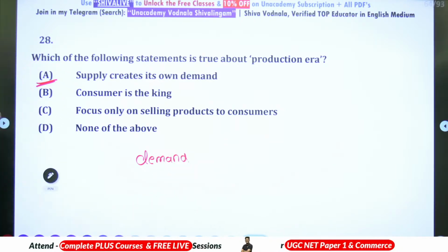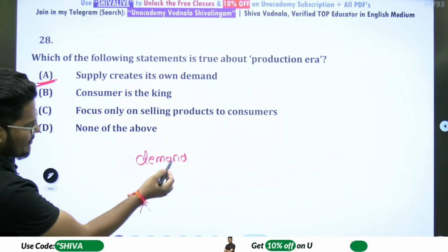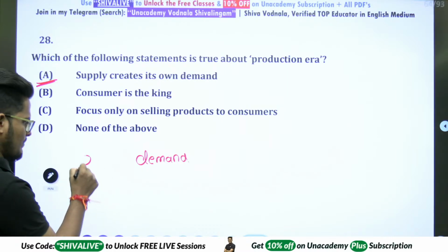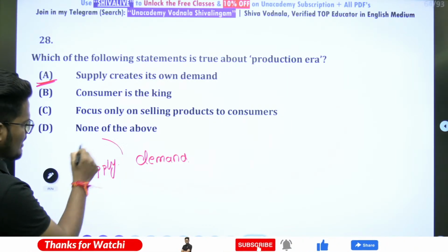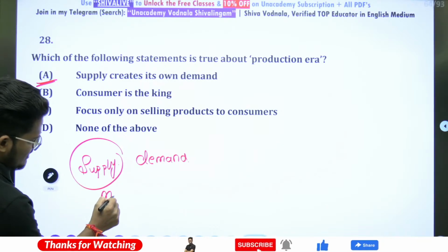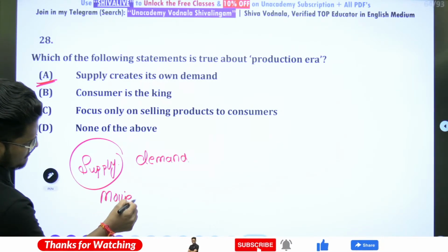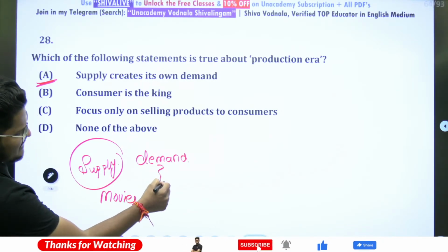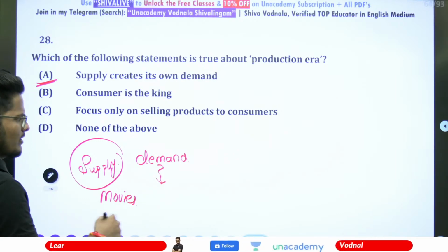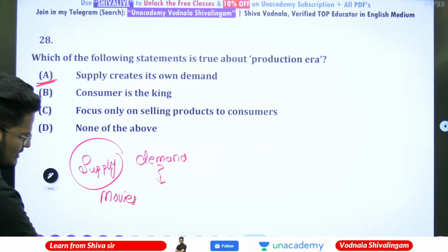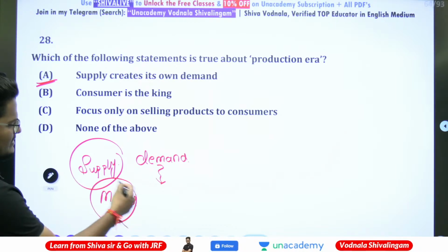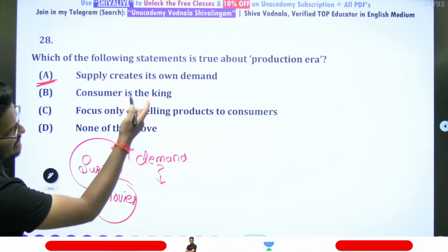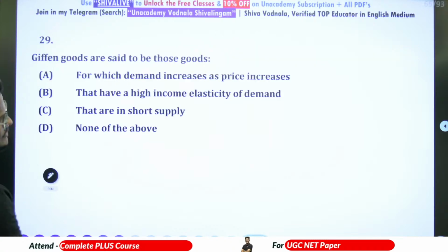Supply creates its own demand means if the supply is there, demand will be created. So supply is the base for creating a demand. As more and more movies are getting produced now, because of that only demand is getting increased. Or more and more demand for the movies is there, movies are made by the filmmakers. So like that, supply itself is a base for creating a demand. That is what the production era, I would say. Best example is filmmakers.